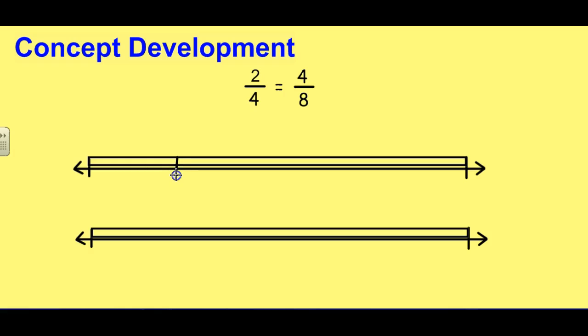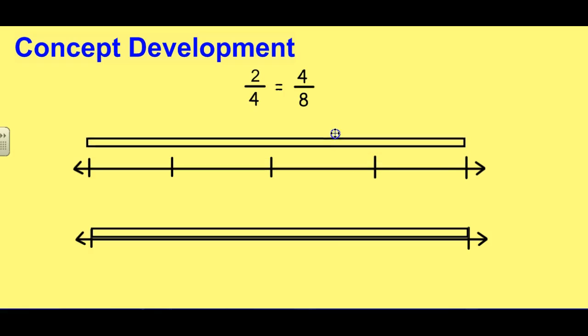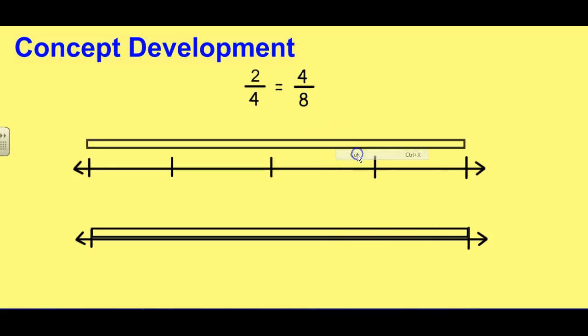And we're going to make our number line at the top have 4 equal parts, and we're going to make our number line at the bottom have 8 equal parts. And make sure that your parts are equal. So I'm going to have to take my lines and just drag them over a little bit to make them more equal. And once I have my lines, I'm now just going to take away my rectangle.